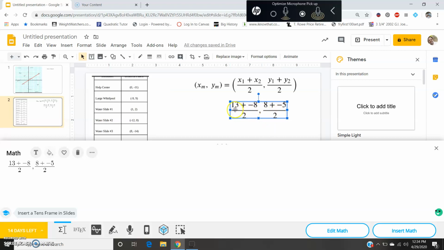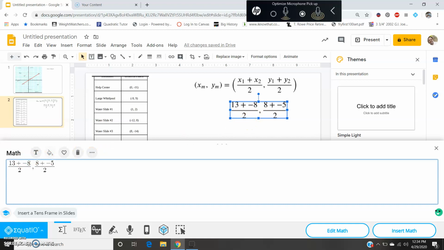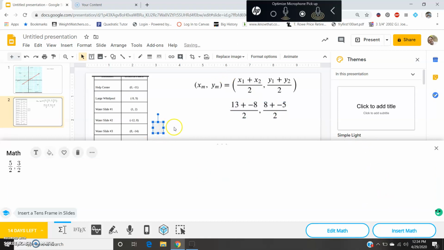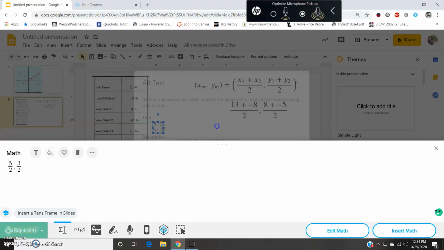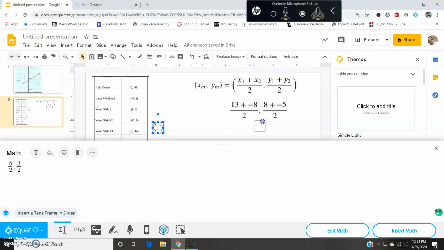13 plus -8, or 13 minus 8, is 5 over 2. So really now that I have this set up, I can just type 5 over 2. And then here, 8 plus -5 is 3. Oops. 3 over 2. I'm going to hit insert math. Drag him over. Whoops, a little early. Patience. And then just because we're graphing it, I'm going to convert those.